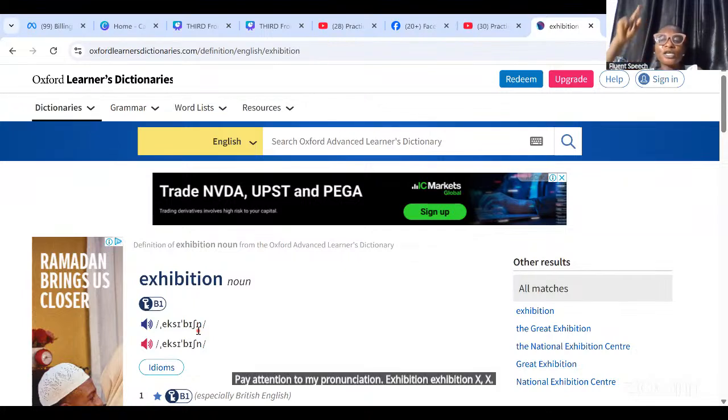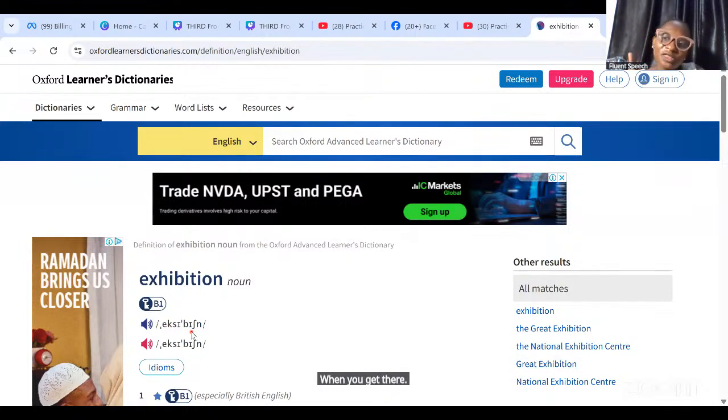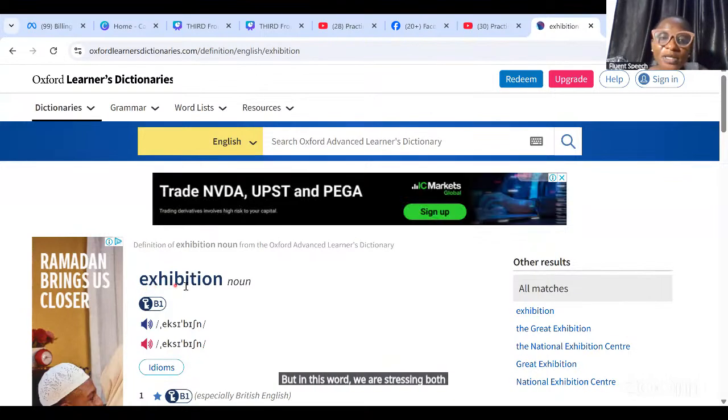Exhibition. B is the primary stress, the most important stress. It should be the loudest, the longest, and the clearest. The next important is the secondary stress because it has the secondary mark. The others are unstressed. Don't stress them at all. Relax when you get there. Now, considering this, remember when we learned that if you are not stressing the E, that is when it should sound A. But in this word, we are stressing both the X and the B. It's just that one has more stress than the other. But it still stands the fact that we are stressing both.